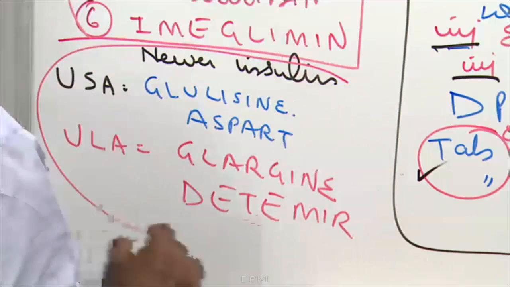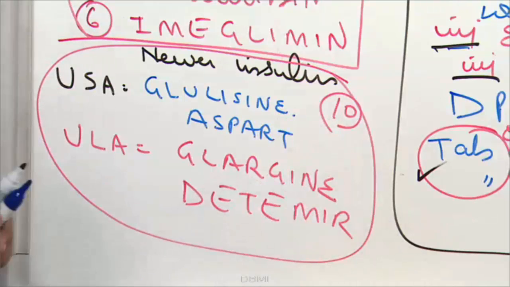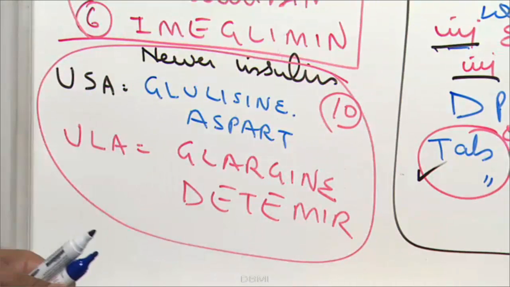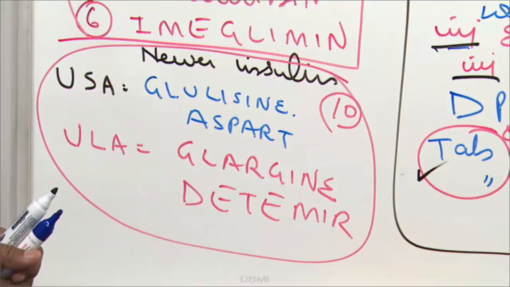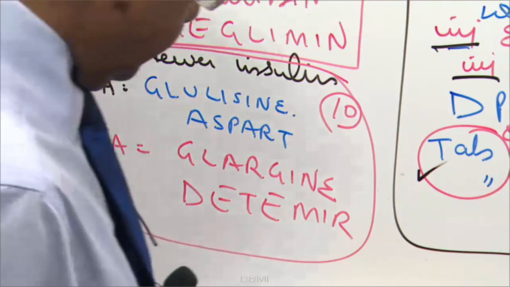This is box number 10. All these 4 drugs came in the last year All India PG exam. Okay, that is box number 10. Newer insulins. Perfect.